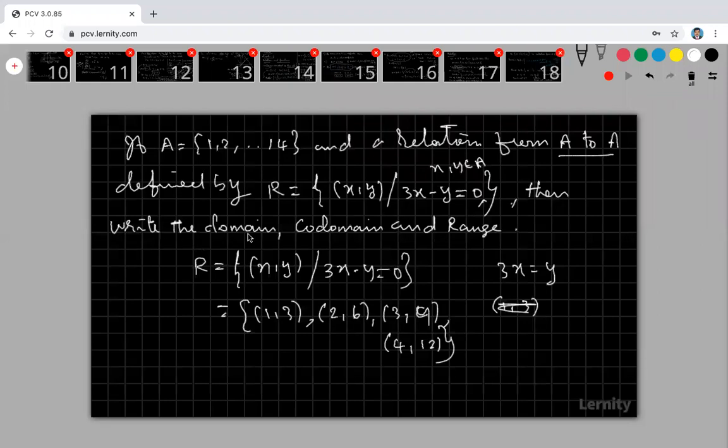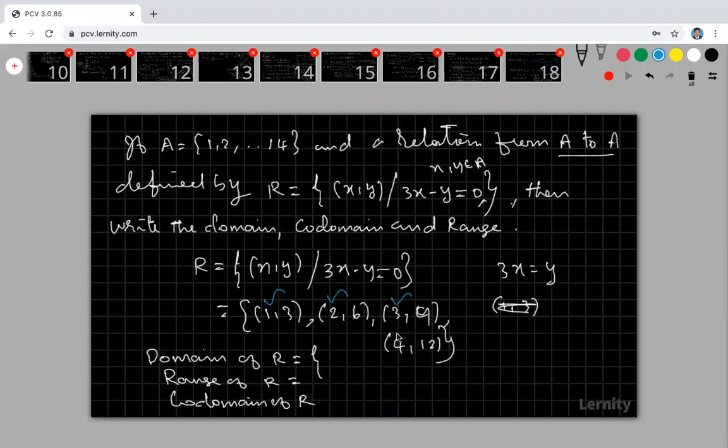Okay, now write the domain. Yeah, please tell me the domain. All of you, please write the domain of R, range of R, codomain of R. R means relation. What is my domain? Set of all first elements in the ordered pairs in the relation set.